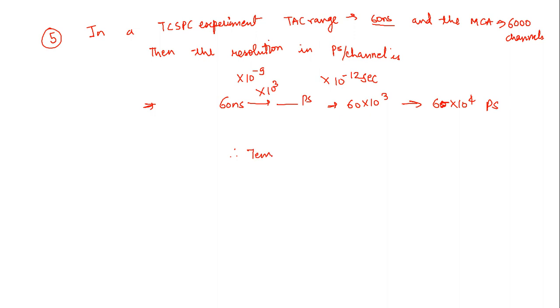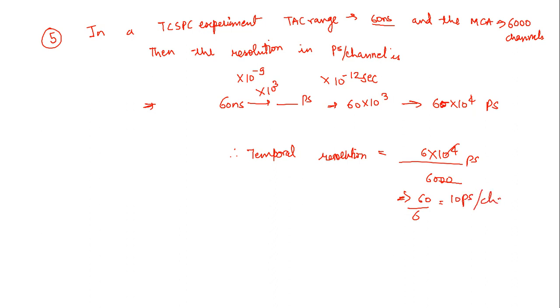And therefore, the temporal resolution will be 6 into 10 to the power 4 picosecond. And what are the total number of channels? That is 6,000. So it will be divided by this, and it comes to be 60 upon 6, that is 10 picosecond per channel. So this is the whole idea, and this is our answer. Okay, I'll write it here: 60 upon 6 is equal to 10 picosecond per channel.